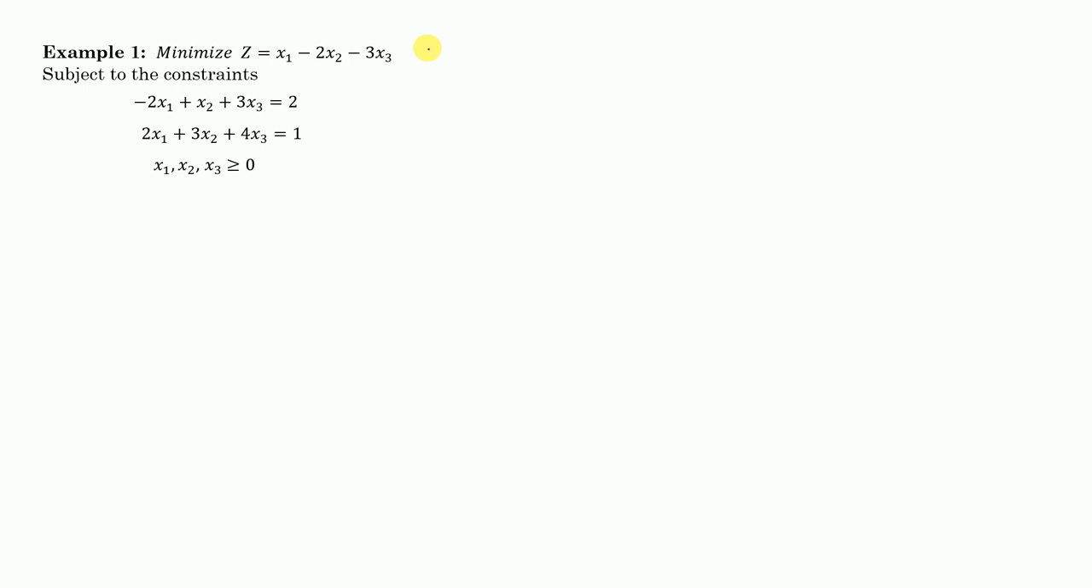So first we convert this problem into a standard form. For this you can assume let z dash equal to minus z, so you can write it maximize z dash equal to minus x1 plus 2x2 plus 3x3, and look at the constraints. Equal signs are there. Do we need to add artificial variables?